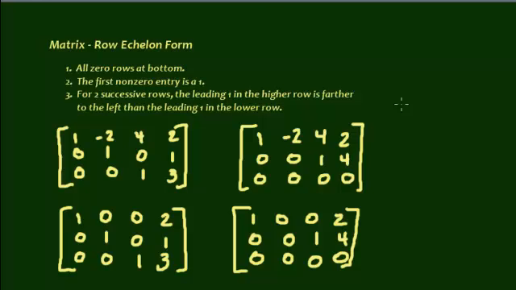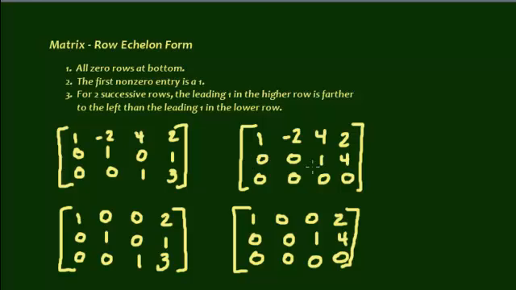All four of these matrices are in row echelon form. You'll notice the very first matrix here. We have all ones, and the leading one in the higher row is further to the left than the one in the row below it. There are no all zero rows, so that doesn't matter. And everything to the left of these ones are zeros.